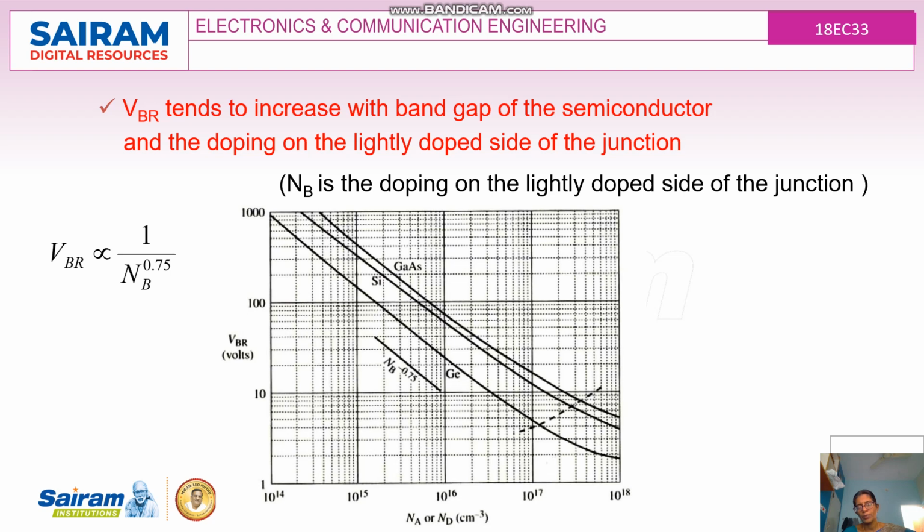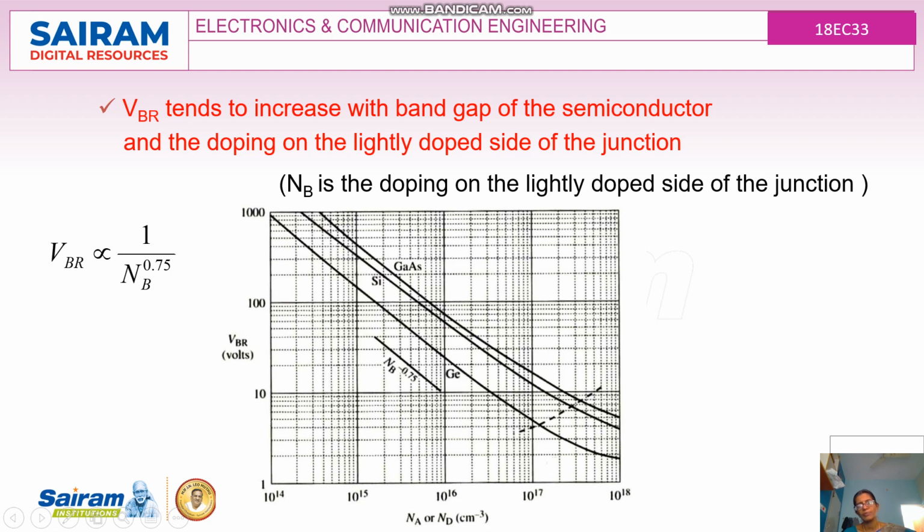So it is inversely proportional and it is given as VBR is proportional to 1 by NB to the power 0.75. So here, in this graph, we can see the doping concentration is given here, whether it is Na or Nd, and the y-axis is nothing but the breakdown voltage.